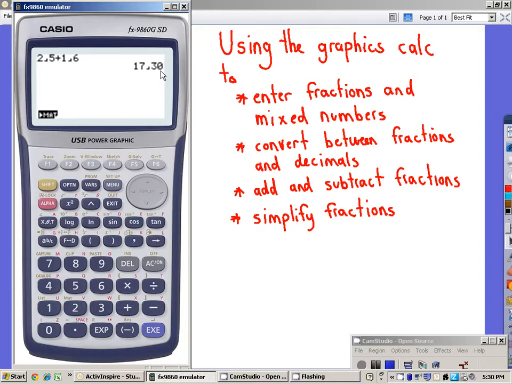Similarly, adding mixed numbers can be done very easily, like 3 1/4 plus 2 1/2. So we'd go 3, ABC 1, ABC 4 is 3 1/4, plus 2, ABC 1, ABC 2, which is 2 1/2, EXE, and we get the answer again as an improper fraction. So that's some of the capabilities of the fraction components of the graphics calculator.